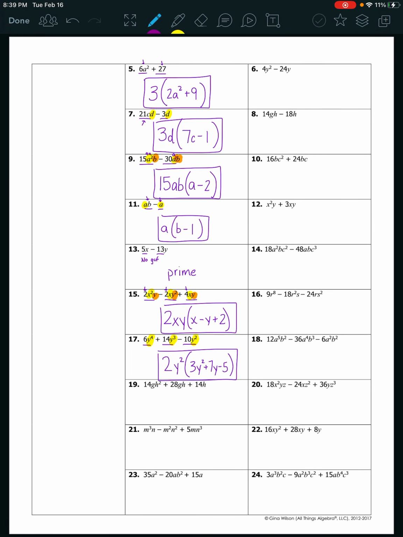There are several that you can try on your own now, so I'd like you to pause the video and please try to find the GCF, pull it out in front of the parentheses, and then divide each of those terms by the GCF. Check your work in the end to see if you're on the right track.